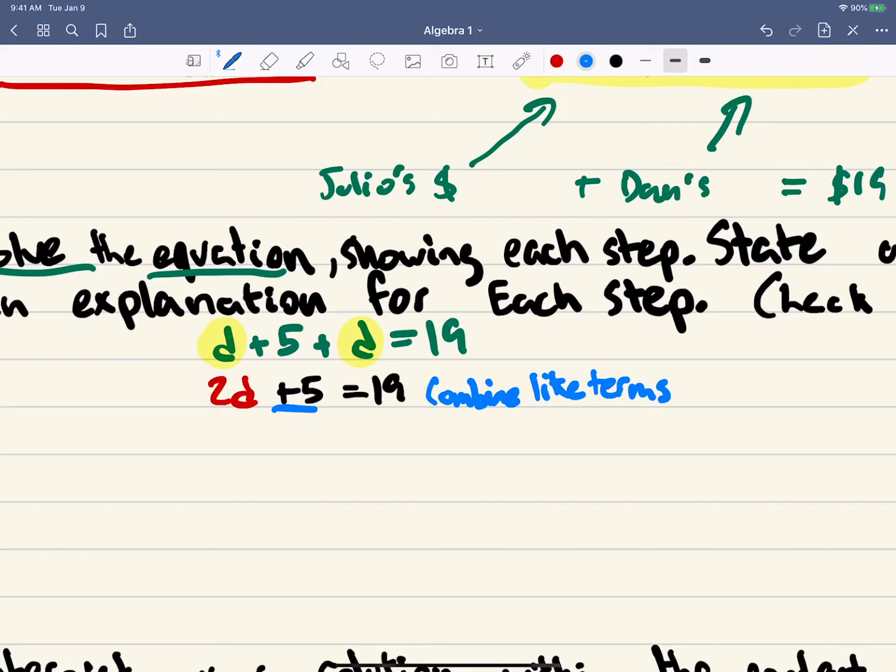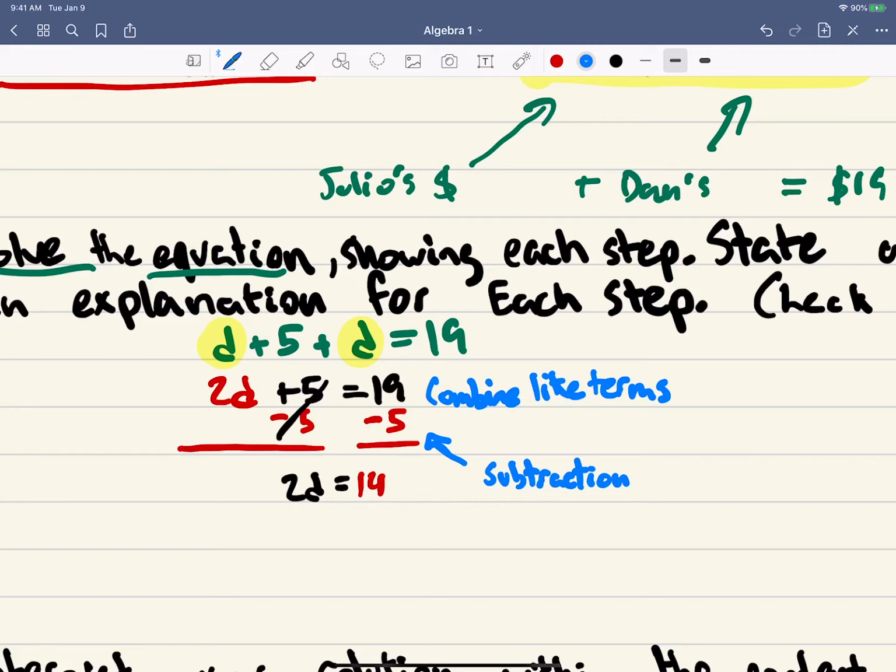Now we want to get rid of this plus 5. How do you get rid of plus 5? We're going to do minus 5 to both sides. Right? This is going to go away. So we're going to get 2D is equal to 14. Right? This was the subtraction property. I'm not going to write everything, but the subtraction property of equality.